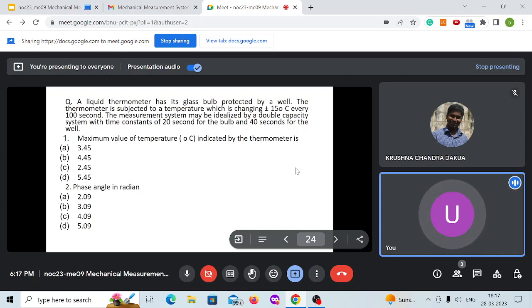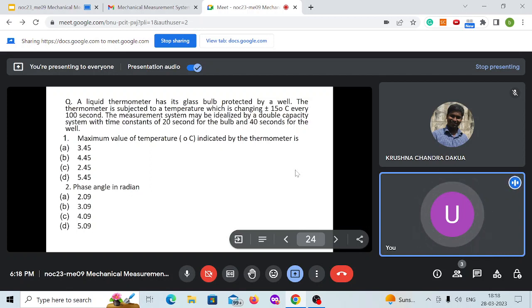The measurement system may be idealized as a double capacity system with a time constant of 20 seconds for the bulb and 40 seconds for the well. So you have to take into account both the glass bulb and the outer well which is covering the glass bulb. Both are acting together as a measuring instrument. That is what is mentioned as the double capacity system. Each of its time constants is 20 and 40. You are also given that the amplitude of the temperature change is 15 degrees Celsius, and the period of oscillation is 100 seconds.